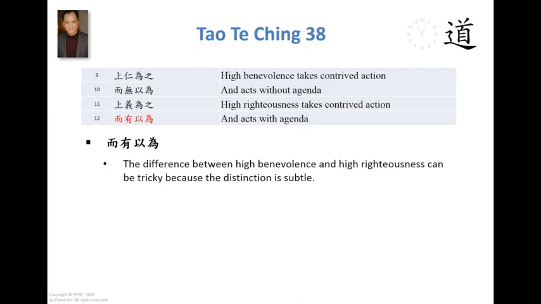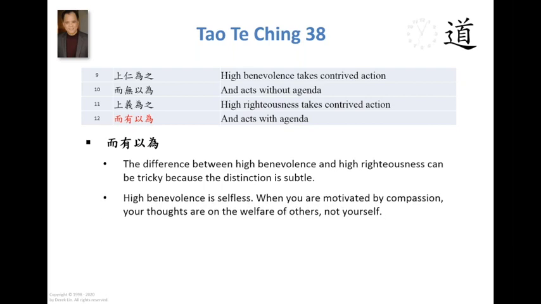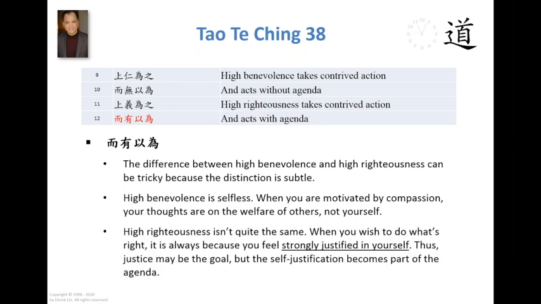The difference between high benevolence and high righteousness can be tricky because the distinction is subtle. High benevolence is selfless. When you're motivated by compassion, your thoughts are on the welfare of others, not yourself. But what about high righteousness? That's where we see the difference. It's not quite the same. When you wish to do what's right, it is always because you feel strongly justified in yourself. Because what is the judgment on what is right? It comes from yourself. Thus, justice may be the goal, but the self-justification becomes part of the agenda.